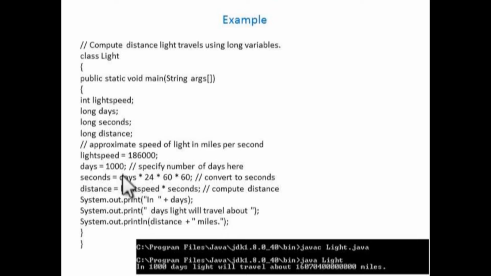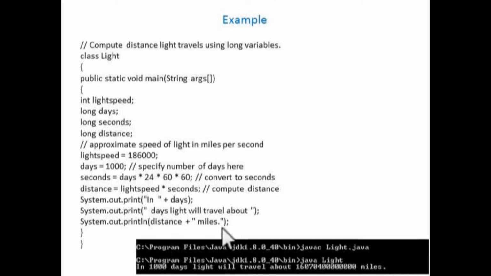Initially I have to convert it into seconds, so I am using this statement. I am converting these 1000 days into seconds. Then I am calculating distance by multiplying the light speed and the seconds. So this is the line which is used to compute the distance light travels. Then finally I print these lines using the System.out.print statements. With the help of this, we can show the result.